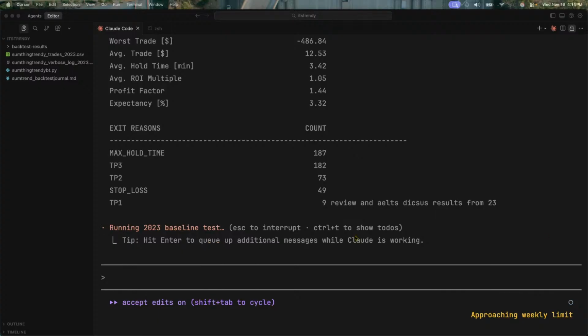Damn, VIX took a little bit of a dip. This is interesting.